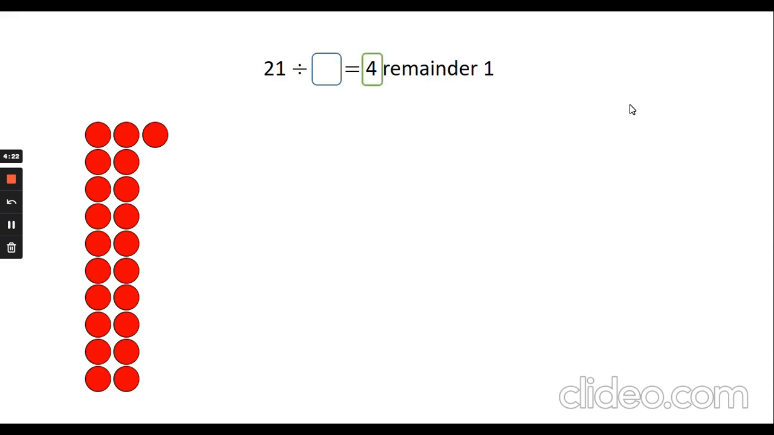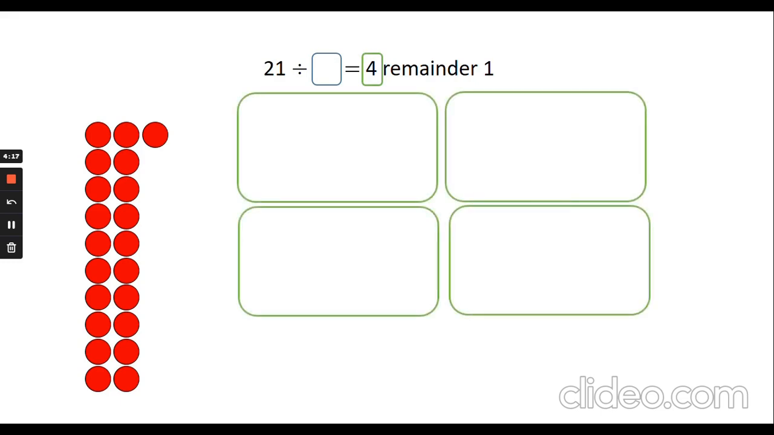Because we know there are 4 equal groups that can be made, we can draw 4 boxes and share out our counters to find how many counters are in each group. But we have to remember that there is a remainder of 1. So first of all, we are going to take that remainder and stick it on the side of our boxes. Now we are going to share these counters out, because we know that these counters were part of these groups, and it was only this 1 counter that was remaining.